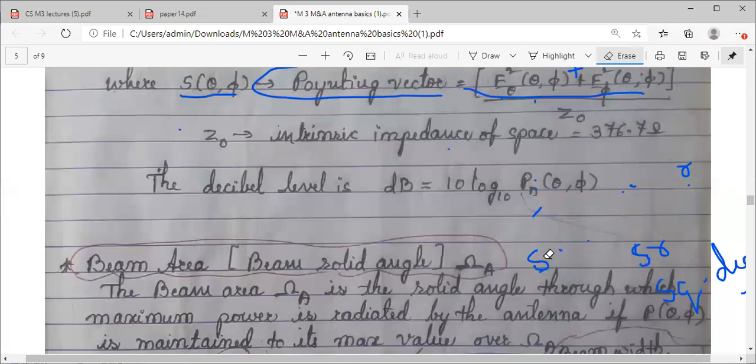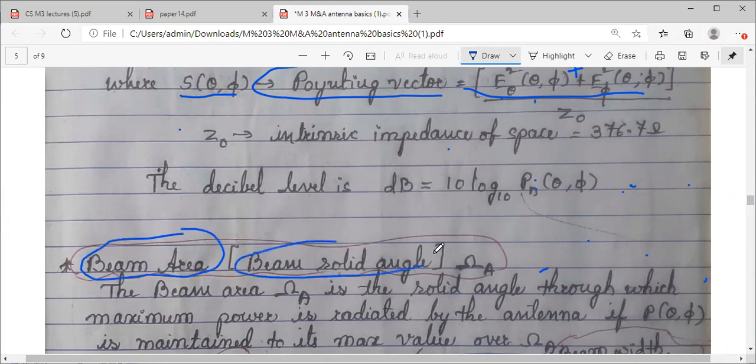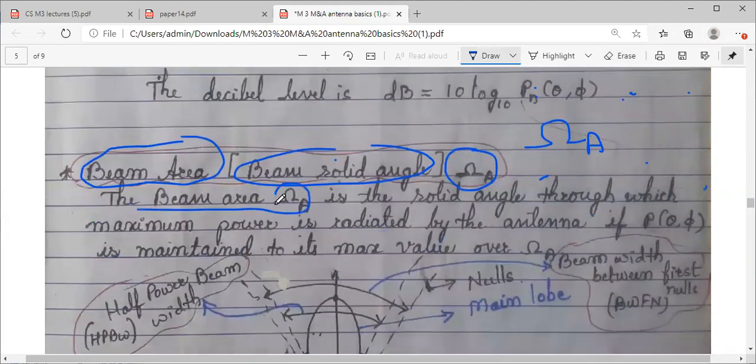So as I told you, patterns are 3-dimensional quantities. Whatever patterns you get, they give you the information of the radiation, in which direction it has how much value. So in order to measure that, we go for this beam area or beam solid angle. The symbolic representation of this is omega A. Okay, the beam area omega A, it is the solid angle through which maximum power is radiated by the antenna.